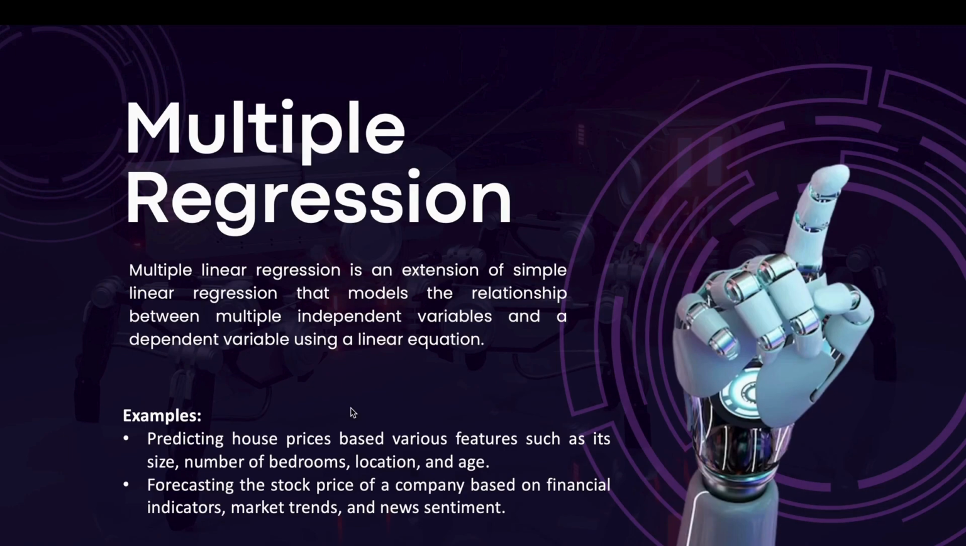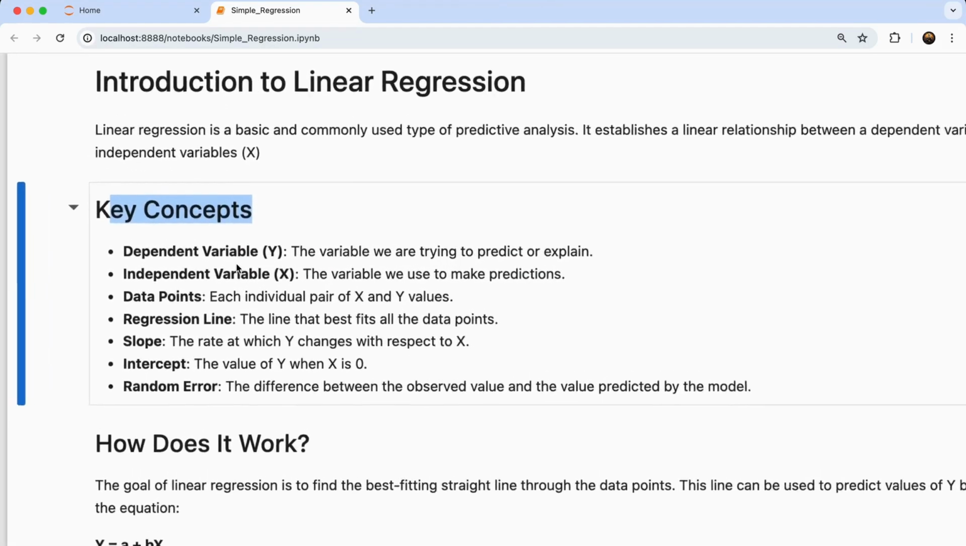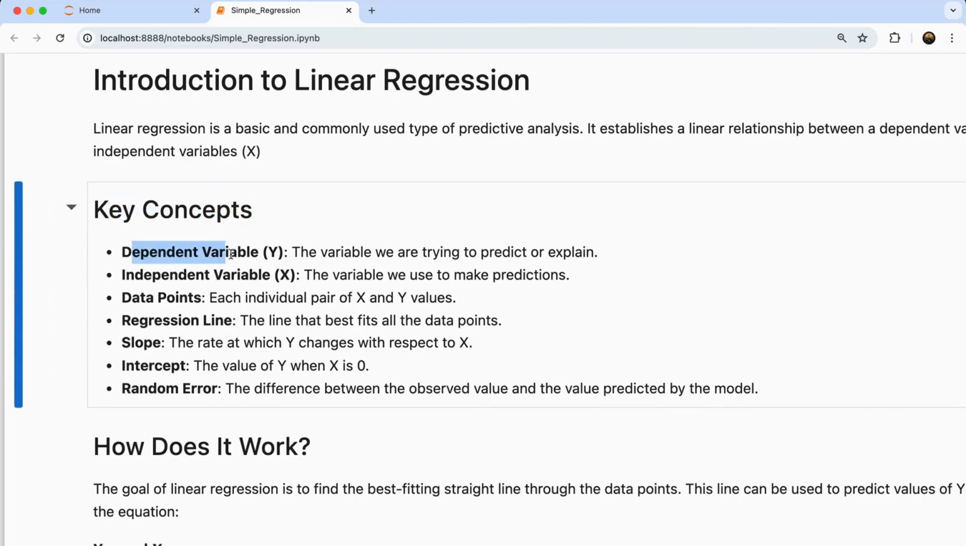Having said that, now let's move on to our Jupyter notebook, which is also available in my GitHub repository. You can access it anytime. So first, let's understand what are the key concepts of linear regression and how does linear regression work. So if you see, there are few key concepts like dependent variable, independent variable, which I already explained. This is nothing but the variable which we are going to predict. This will be our input on which we will be making the prediction.